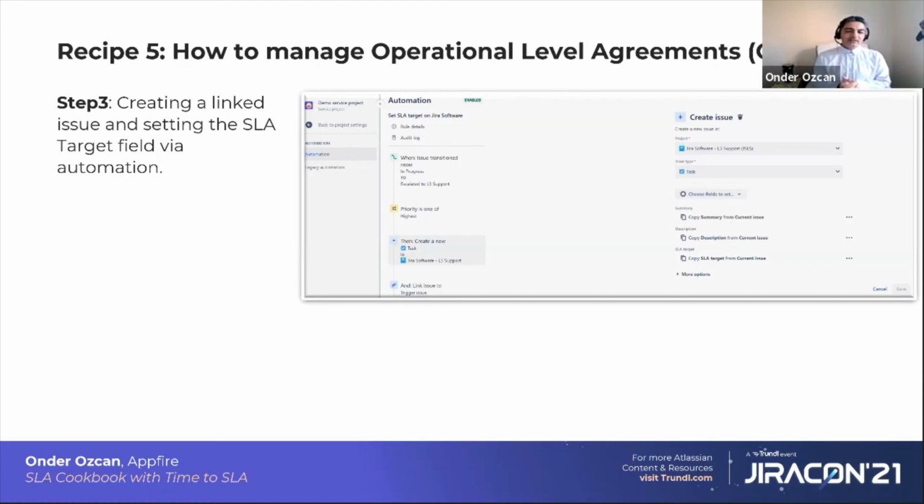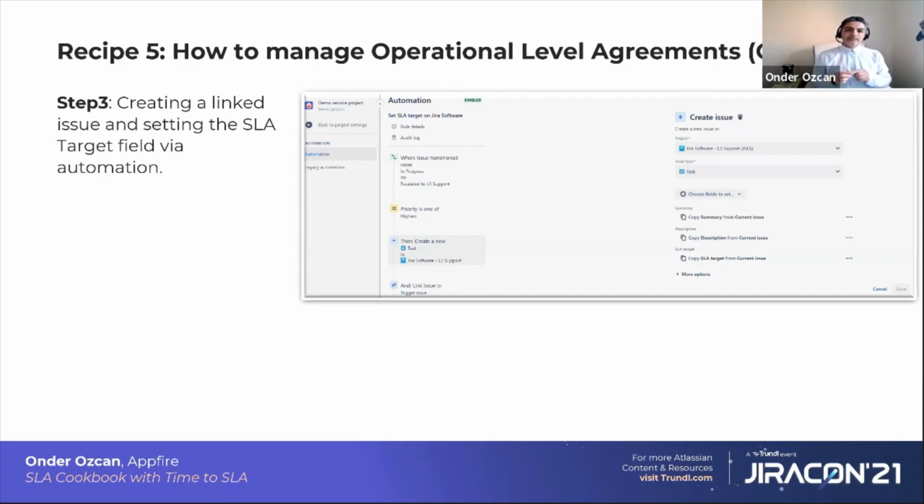So as you can see on the right-hand side, the create issue action is used for creating a ticket, or an item, for the designated project. In this case, it is the level 3 support. The issue type is task, but you can choose whatever suits your needs, for example story, or bug, or epic, whatever. And lastly, we need to set some fields for this newly created Jira Software ticket: summary, description, as well as, most importantly, the SLA target.